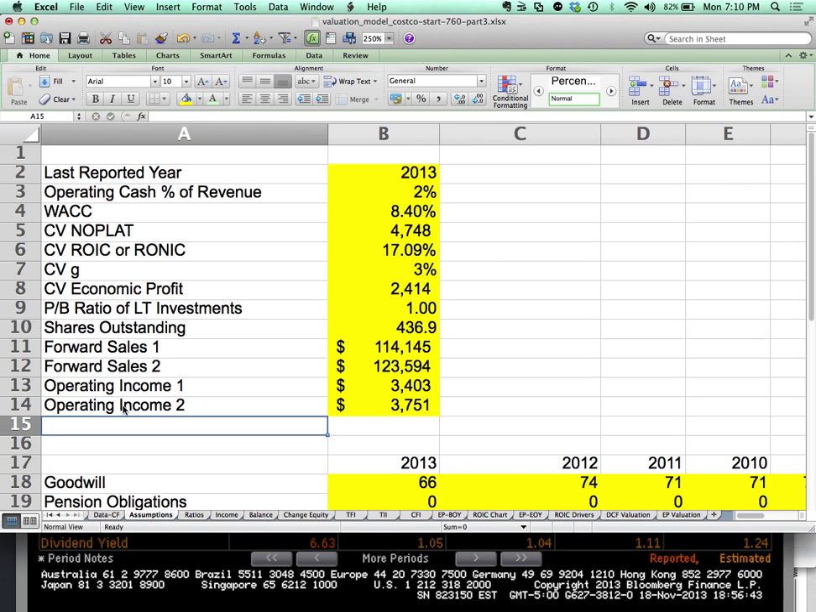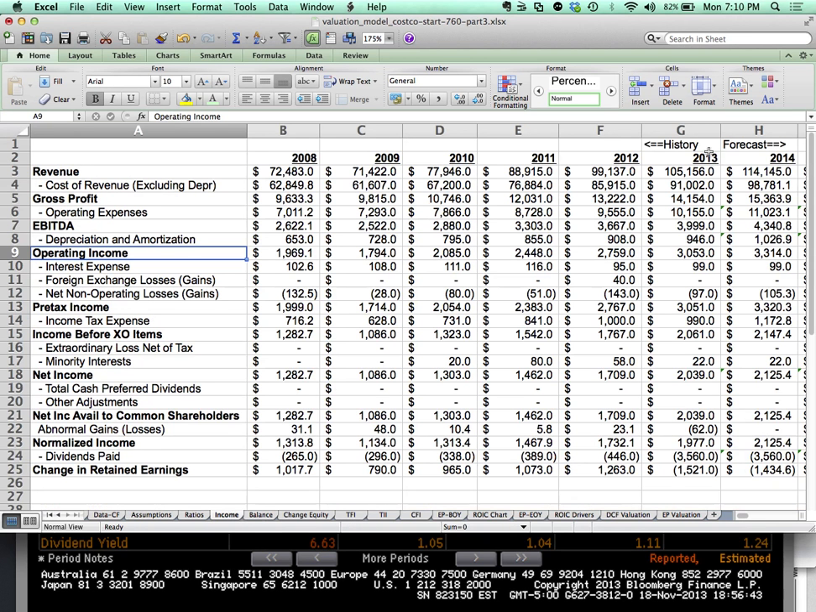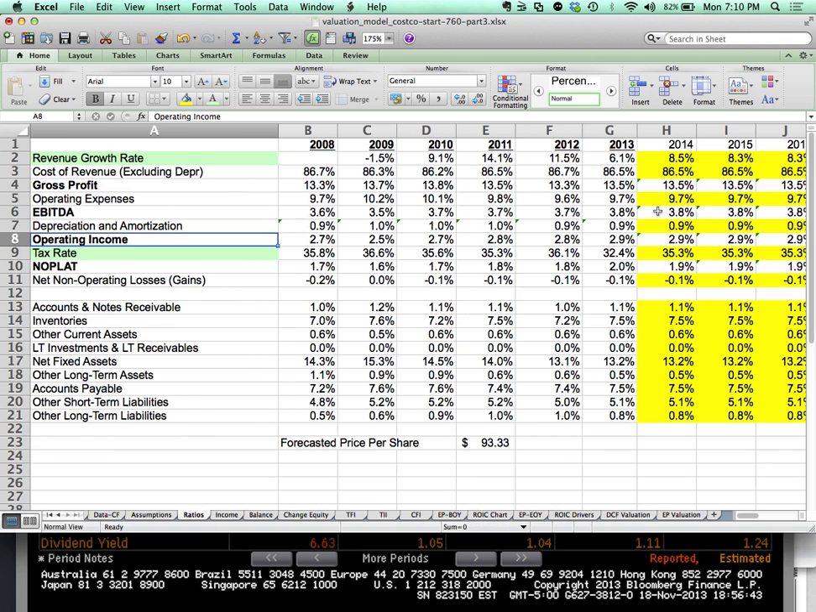Just so it matches what's in the model, so you're not confused about the terminology. Right? So that's your operating income 1, operating income 2. All right? So I need my operating income to be 3.4 billion in my income tab. That's what this number needs to be. But again, I can't directly forecast that number. What I have to do is forecast the ratios that get me to that number. Right? So here's how we're going to do this.